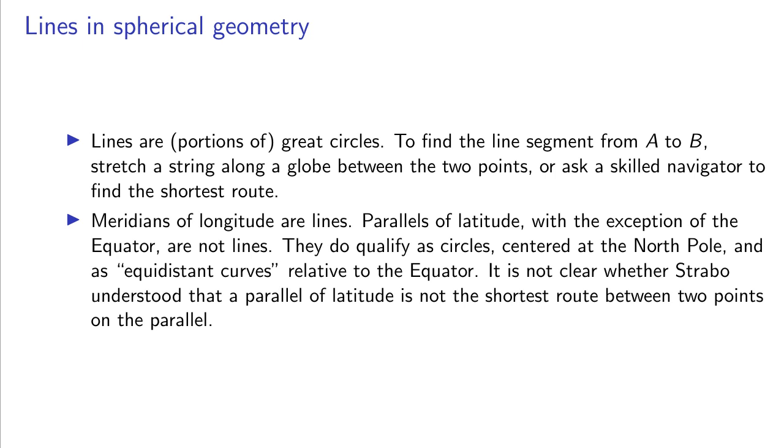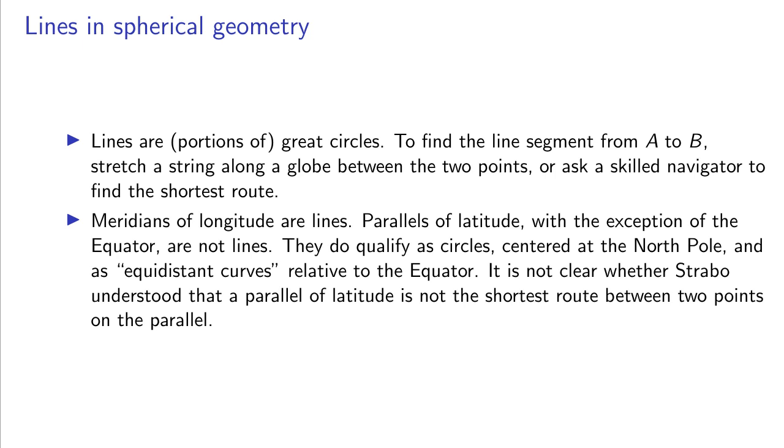As I said, lines in this geometry are great circles. Line segments are portions of great circles, and it's easy to find the line segment from point A to point B. Just get a globe, stretch a string tightly between point A and point B, and that string will specify an arc of the great circle. That is the shortest route between the 2 points. Skilled navigators are pretty good at figuring these out. When you fly from the eastern U.S. to Europe, for example, you go way far north because you're following a great circle route.